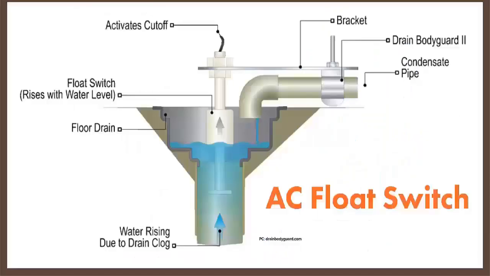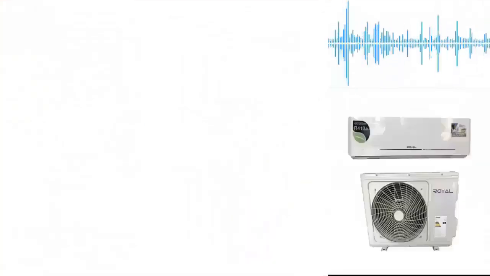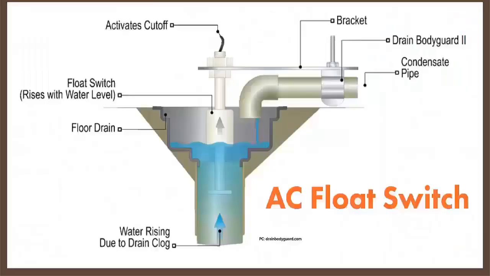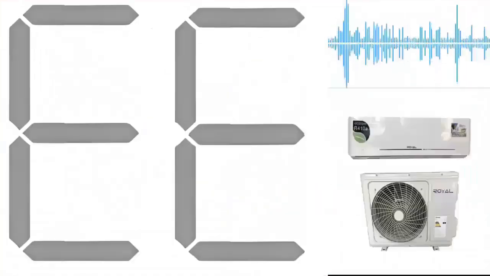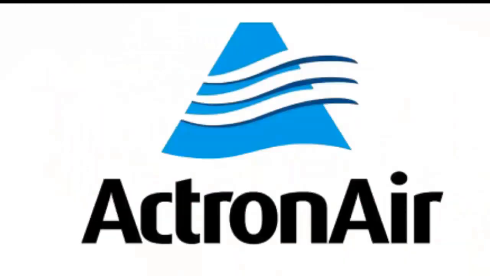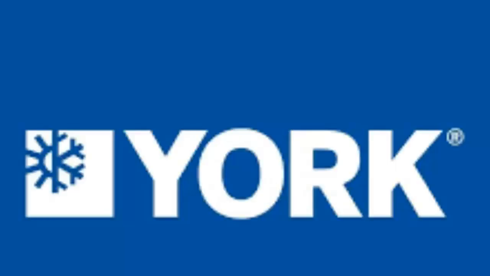However, there are some brands where the E code is associated with problems related to the drainage of water generated by the condensation of moisture from the air. Some of the brands that use this meaning for the E error code include Midea, Lennox, Actronair, York, among others.